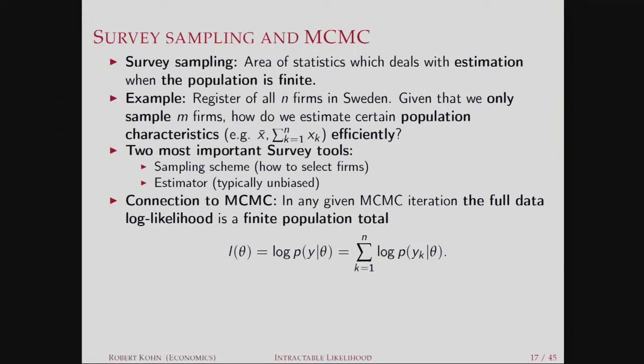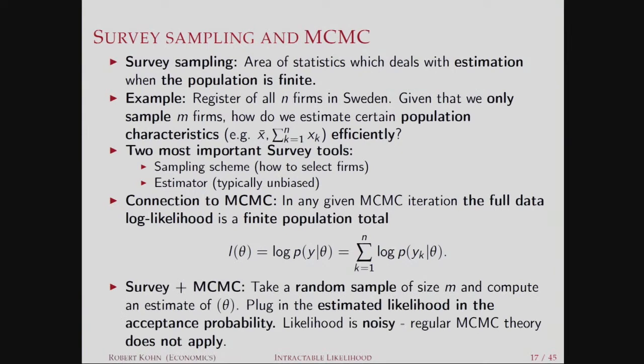Now, the two most important aspects of this are how do we select the subsample and the sampling scheme, and also the estimator. We want to get an unbiased estimator of this. The other thing we want is to be able to estimate its variance very quickly, because I want to use my theory from the previous part to get the variance of the estimator down to 1, or a bit less than 1. So survey sampling plus MCMC: take a random sample of size m and compute an estimate of theta. Therefore, I have a procedure, a method.